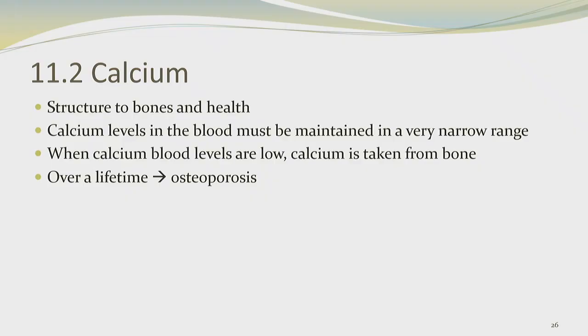So as we do know, calcium is essential to the structure of bones, and calcium levels in the blood must be maintained in a very narrow range in order for muscles to function. And so heart muscles included, if we want heart muscles to function properly, that range of blood levels of calcium has to be maintained. So calcium has a very tightly controlled blood level.